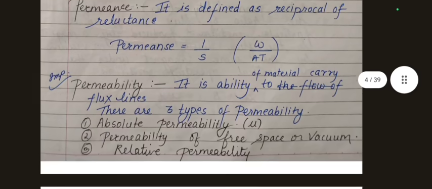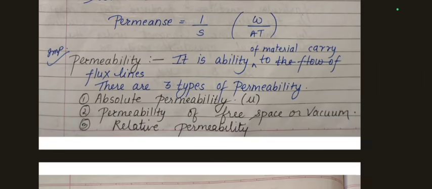Now let us go to permeability. This is also a separate question which is asked: what is permeability? Explain, write all the three definitions and types of permeability. So remember this question also. What is permeability? Its definition you can write like, it is the ability of material to carry flux lines. It may be different for different things. So it is nothing but the ability of material, how many lines of flux it can carry.